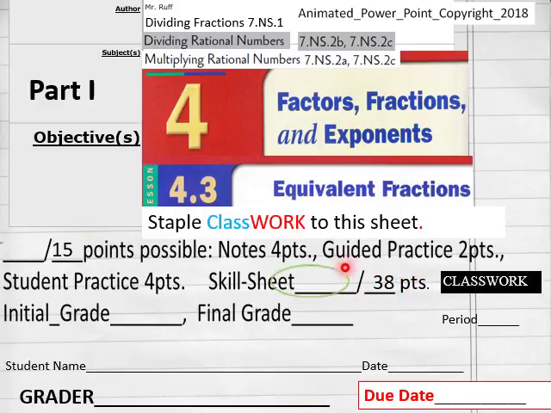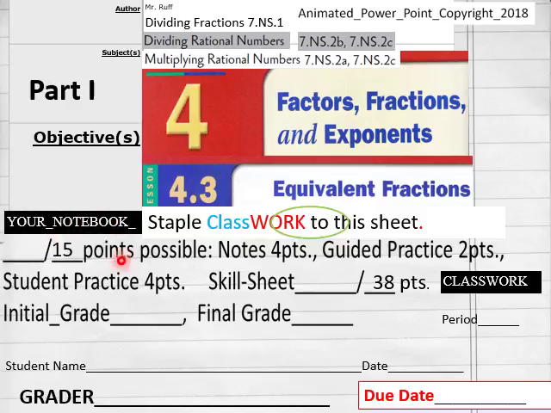In today's lesson we have a skill sheet for classwork worth 38 points. And for notebook, you have 15 points. If you need a notebook guide, I can provide that through your email.